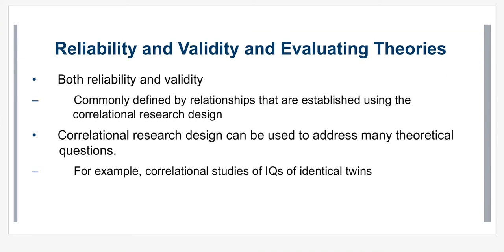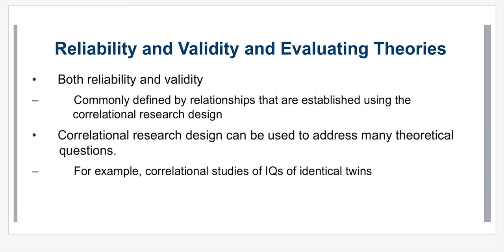So our other two ways that we can apply the correlational research strategy, our other two applications, are the reliability and validity of a measurement or tool, and evaluating theories. For reliability and validity, remember from chapter 3, if you need to review what they are, go back to chapter 3. Reliability is the consistency or stability of a measurement or tool, and validity is how accurate it is, how true it is, how much it's actually measuring what it says it's measuring.